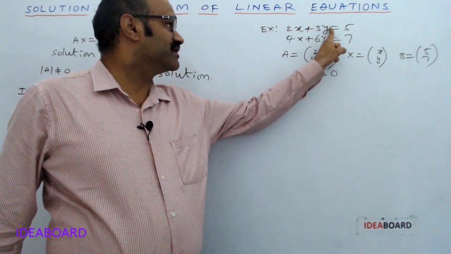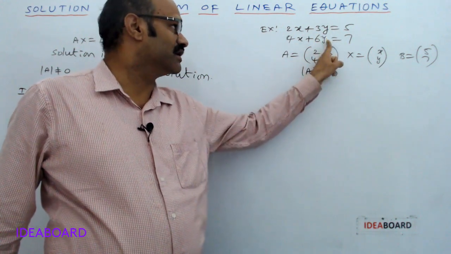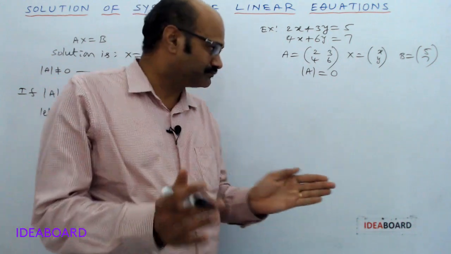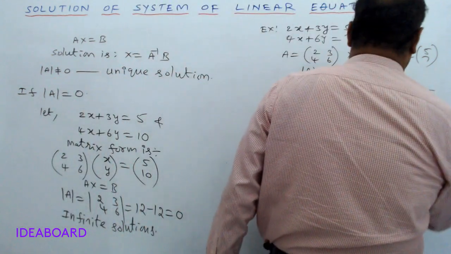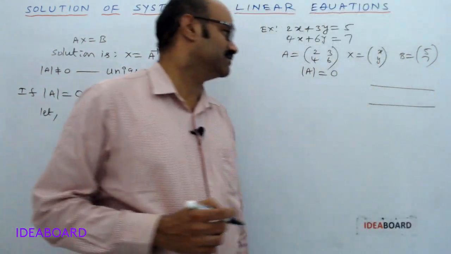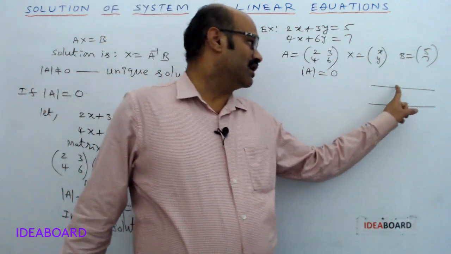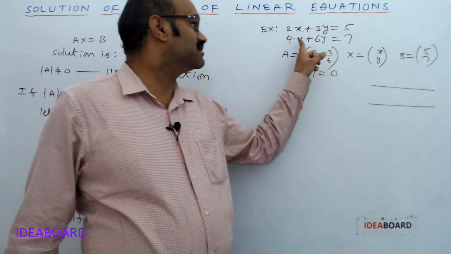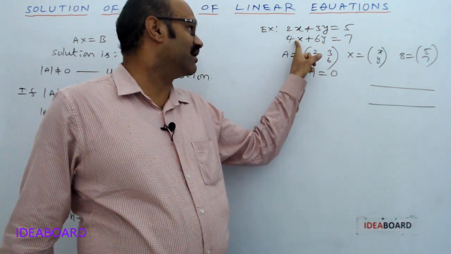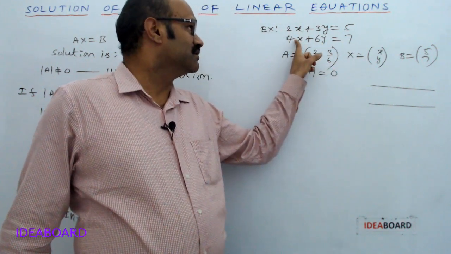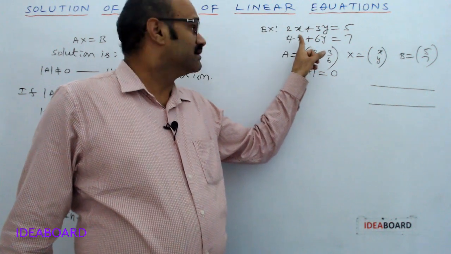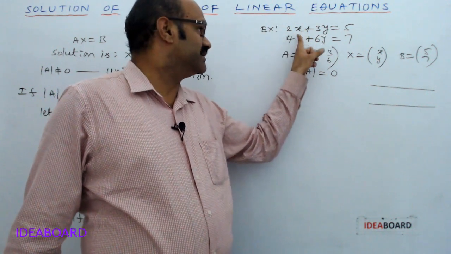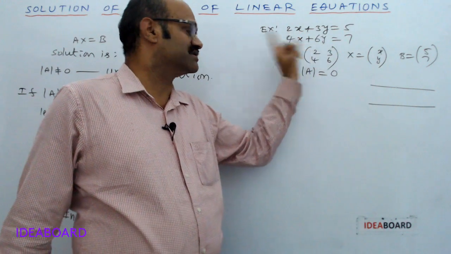But these two equations do not have a solution, because in the xy plane, two non-coincident parallel lines will not have a solution. So the system of equations does not have solutions, so we say that this system is said to be an inconsistent system.